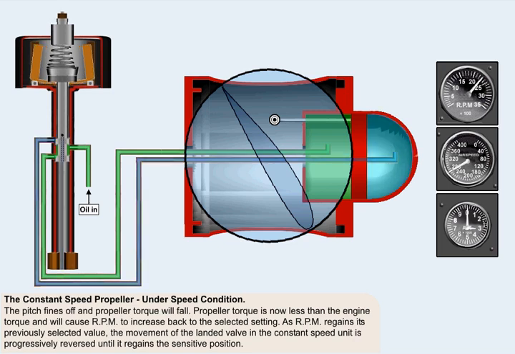As RPM regains its previously selected value, the movement of the landed valve in the constant speed unit, which directed the oil flow in the first place, is progressively reversed until it regains the sensitive position, where a hydraulic lock holds the piston immovable until the next RPM selection or disturbance in airspeed, altitude, or engine power setting.